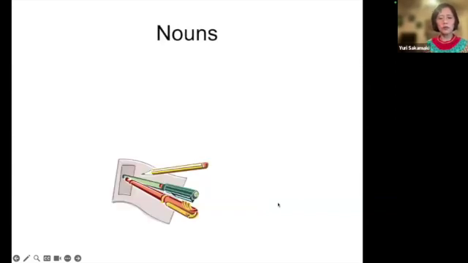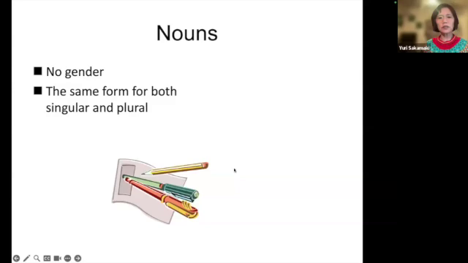Let's talk about nouns. Nouns have no gender. There's no female, male, neutral. Many Romance languages like Spanish, Italian, German have different genders. We don't.